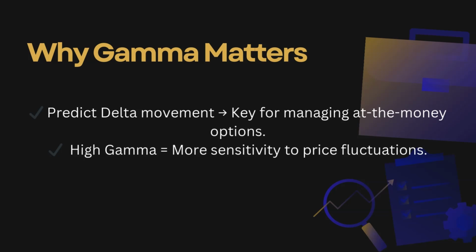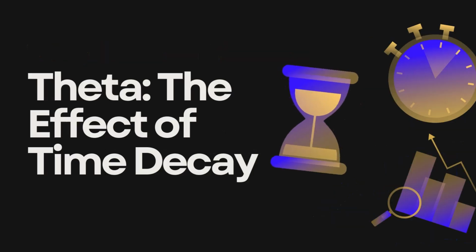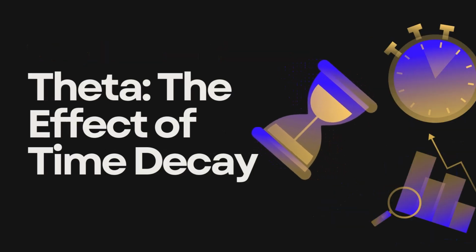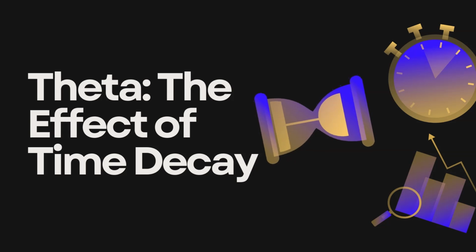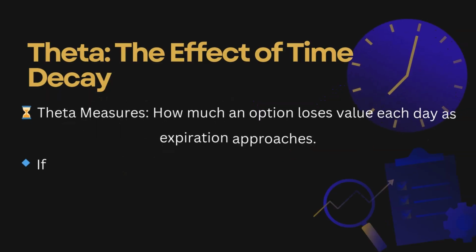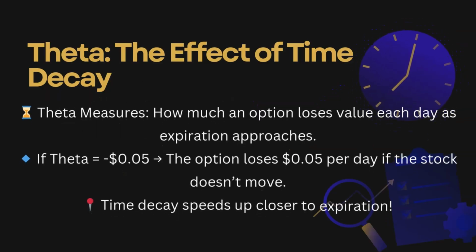Theta, the effect of time decay. Theta measures how much value an option loses daily as it approaches expiration. Since options are wasting assets, they lose value over time, especially if the stock price doesn't move favorably. For example, an option with theta of negative 5 cents will lose 5 cents in value every day, all else being equal.